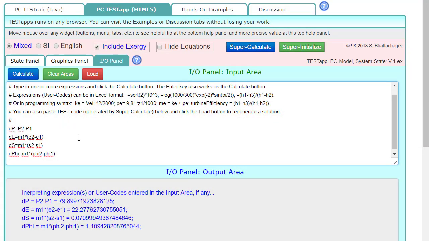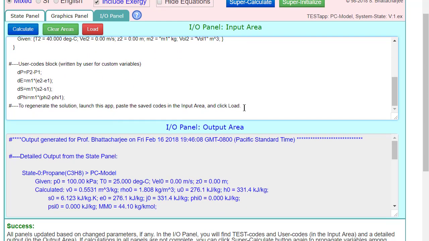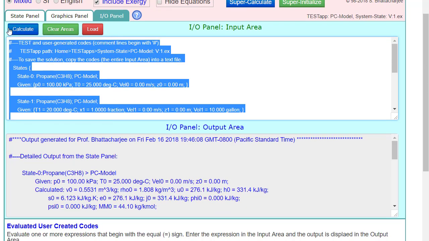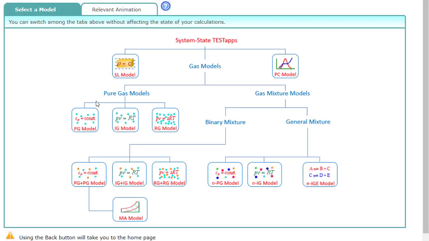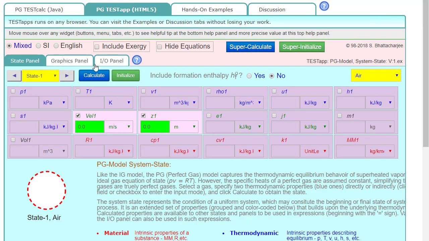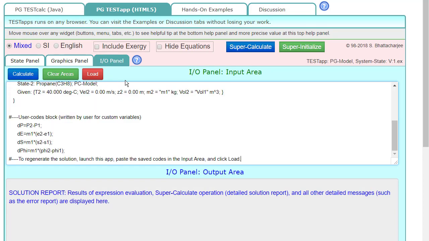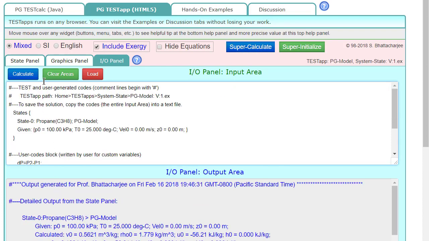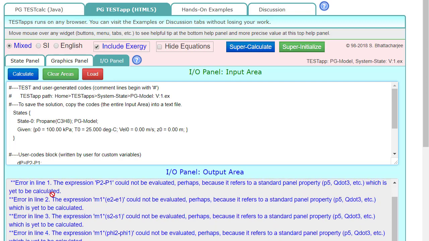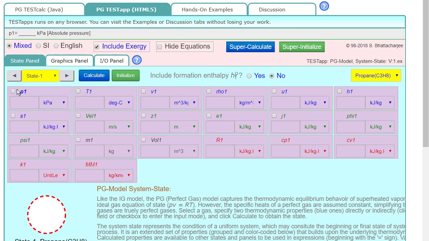So the easiest way to do this is to hit super calculate in the PC model, which loads the test code. And then you can just copy this, copy it, and then we'll start with the PG model for perfect gas. And just go in the I/O panel, paste that code, hit load, hit super calculate, and then calculate. And you'll see down here it says there's errors. And that's because if you go to the state panels, there was obviously some errors in state 1 and state 2 loading.